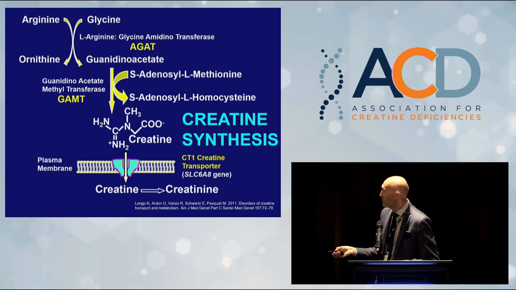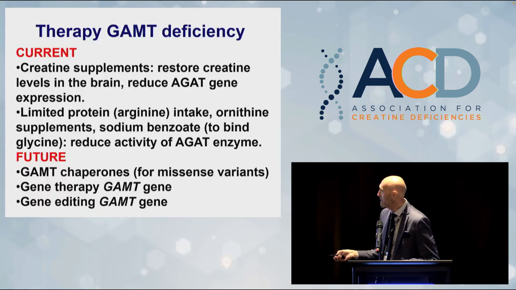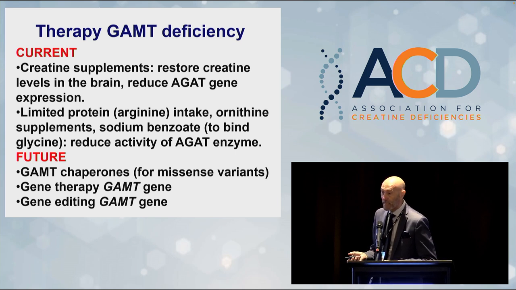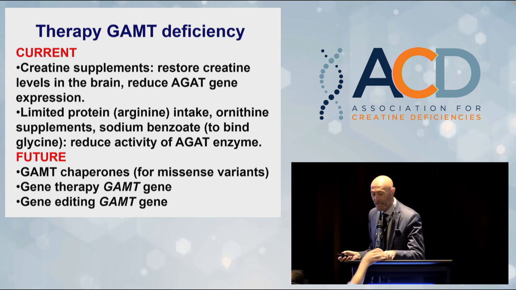How do we reduce the synthesis of guanidino acetate? We have a therapy. First of all, we are missing creatine, and we give creatine supplements, and this obviously restores the creatine level in the brain. At the same time, we limit the intake of protein to reduce the synthesis of arginine, which is one of the precursors of guanidino acetate. We give ornithine to provide feedback inhibition of the enzyme, and sodium benzoate to remove a little bit of glycine. We also try to reduce the activity of the AGAT enzyme. There are possible therapies, including the development of chaperones for patients who have missense mutations, possibly gene therapy and gene editing.